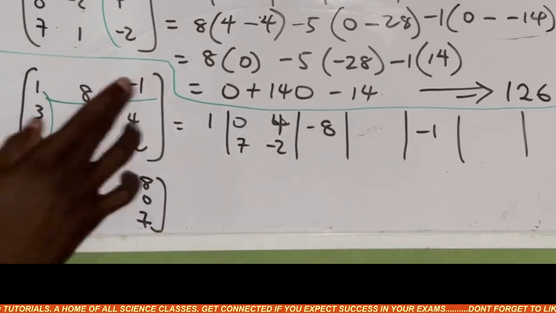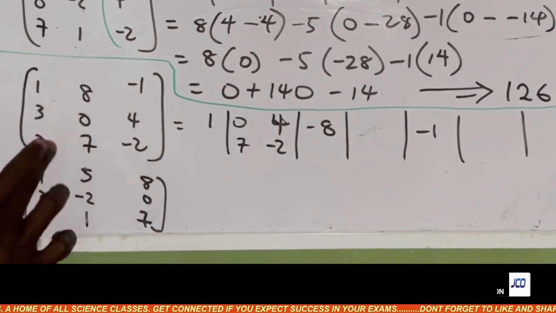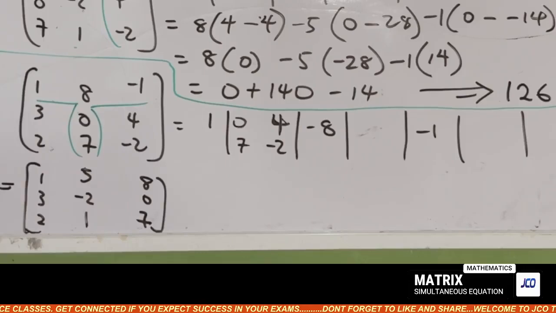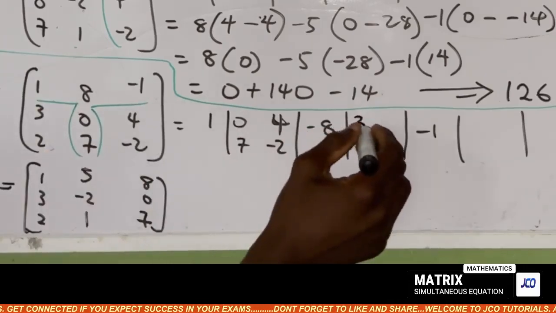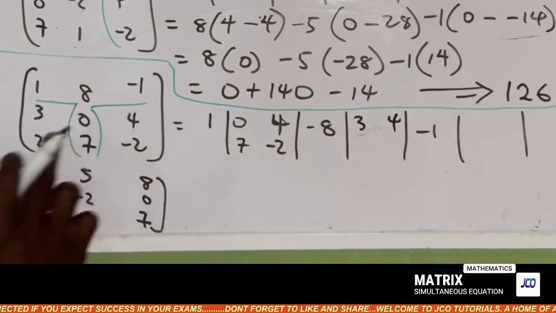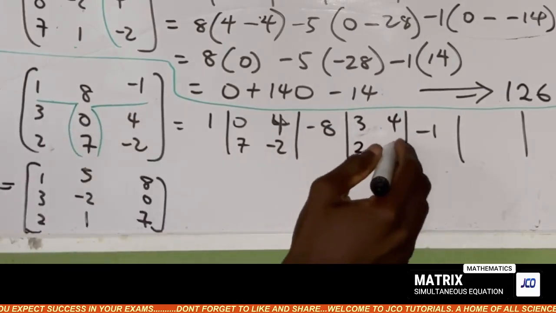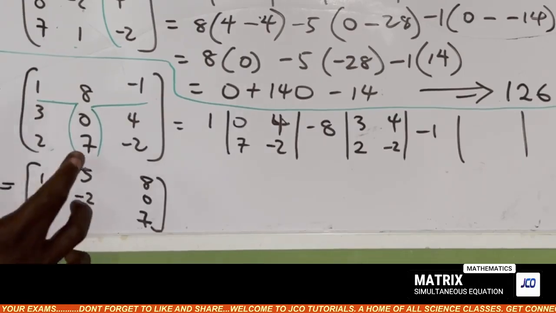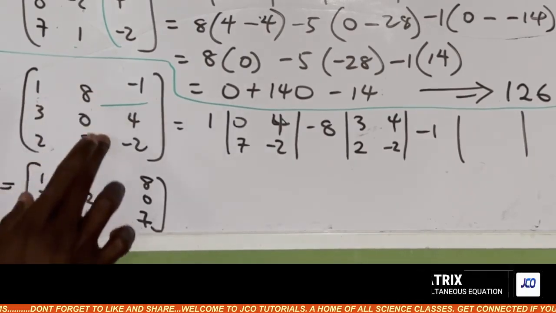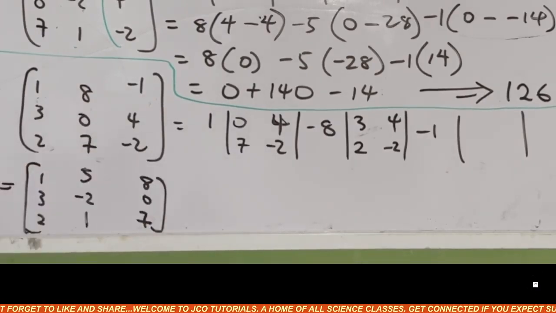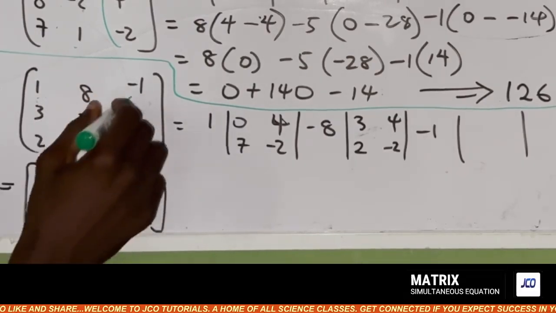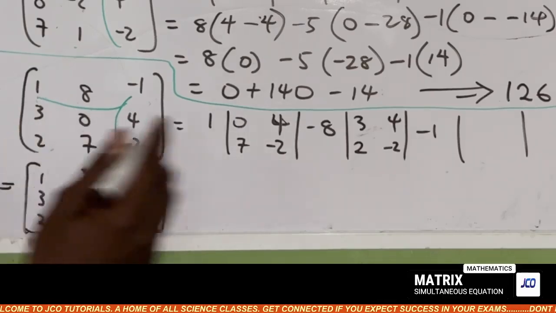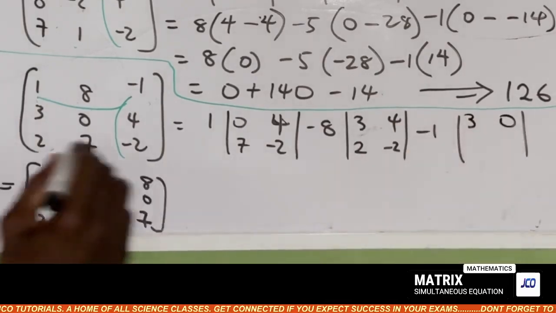Then the next, remove for 8 now, you remove his column and his row. What will you be left with? 3, 4, 2, minus 2. So you see, this requires patience. You must not make mistake. And the last one, remove his column and his row. You'll be left with 3, 0, 2, 7.